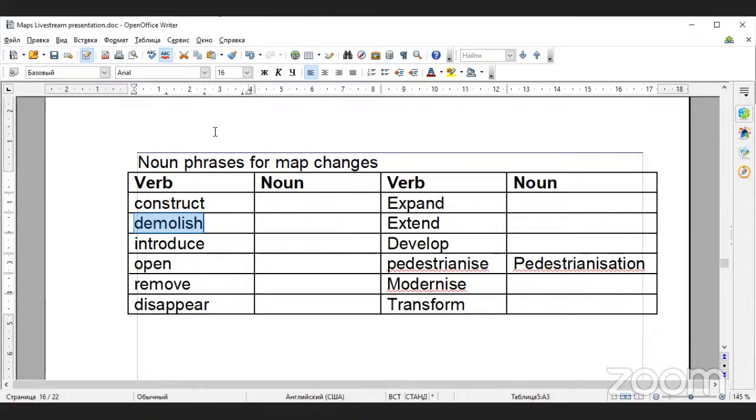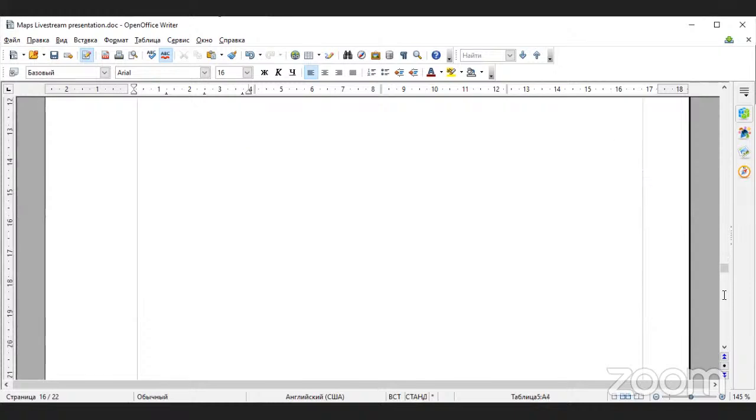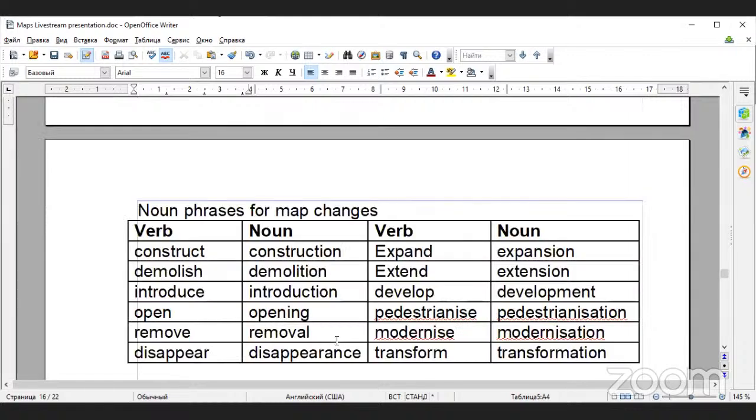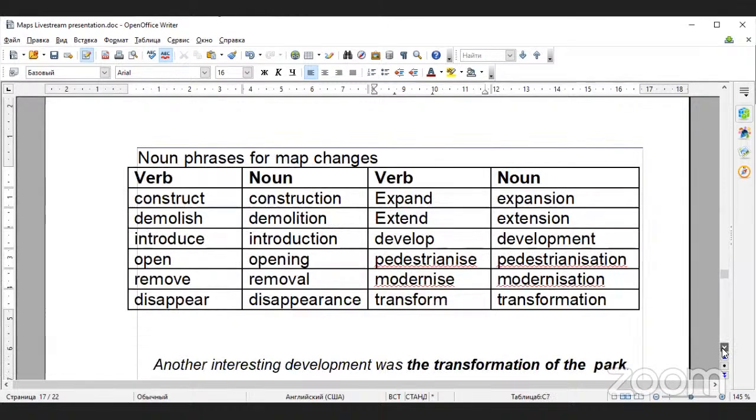All right, so the words are to construct, construction, demolish, demolition, introduce. Let me show you the spelling. Demolish, demolition, introduce, introduction, open, opening, remove, removal, disappear, disappearance, expand, expansion, extend, extension, develop, development, pedestrianize, pedestrianization, modernize, modernization, transform, transformation. Okay.